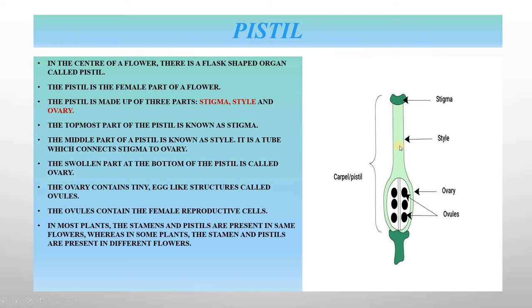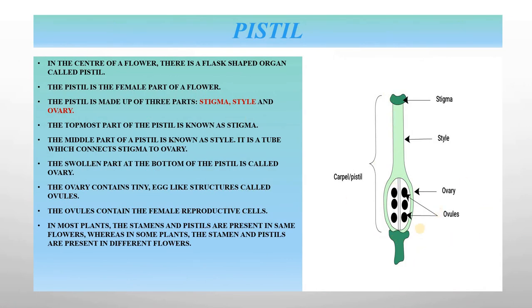that connects. Now, the swollen part at the bottom of the pistil is called the ovary. This part is called the ovary. Now, what does the ovary make? It makes ovules, and stores them. Now, what does the ovule contain?